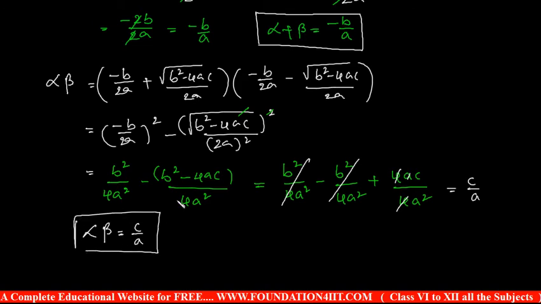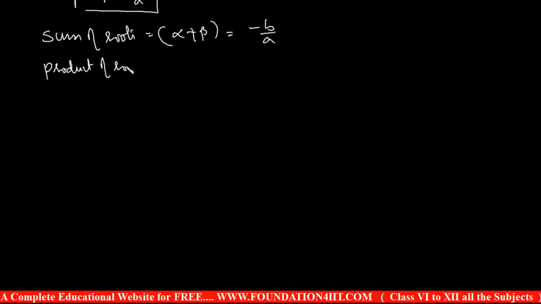See the two relations. Sum of the roots, alpha plus beta, is equal to minus b by a, and the product alpha into beta is c by a. Here a, b, c are the coefficients of x square, x and the constant. So finally we can conclude: sum of roots is alpha plus beta, equal to minus b by a, and product of roots is alpha into beta, equal to c by a.